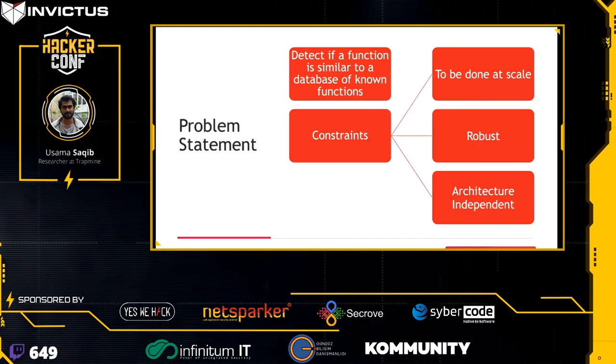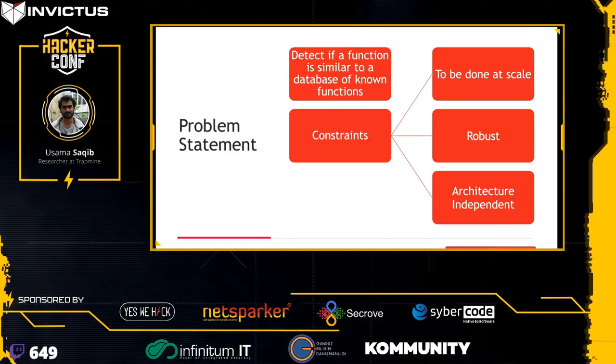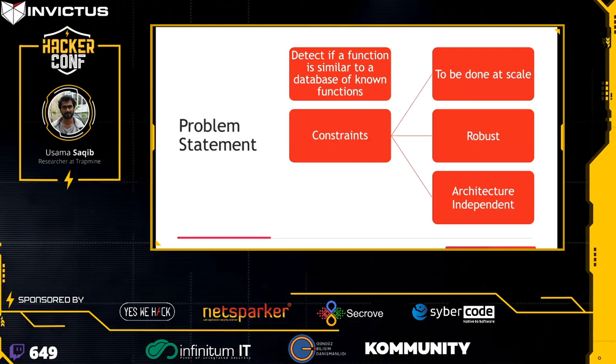So whenever we're faced with a problem, I think it's always best to define a precise problem statement. And for our scenario, the problem statement goes something like this. We want to be able to detect if a function is similar to a database of known functions. Moreover, we want to put certain constraints on our system as well. So the first thing is that the system should be efficient. It's no use designing a system which at the minimum takes longer than manually reverse engineering the function. Ideally, it should be much, much faster than even that.